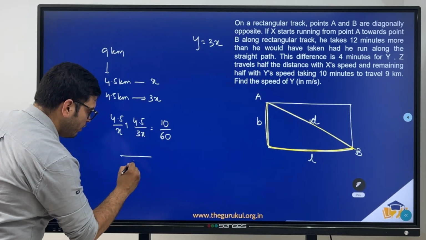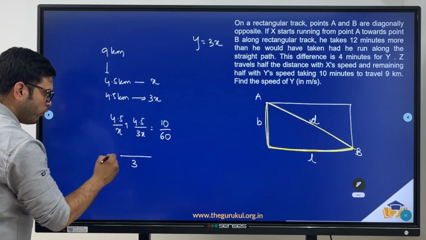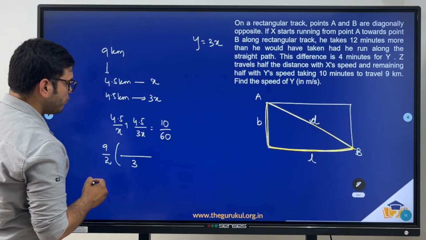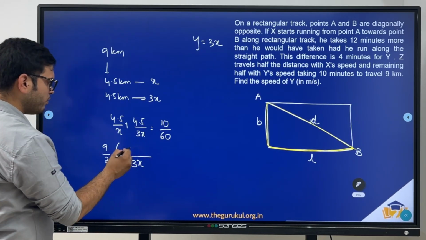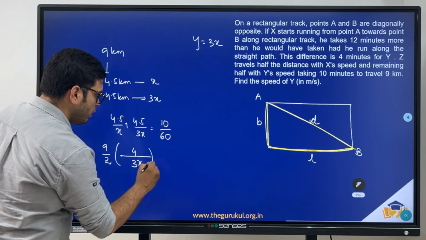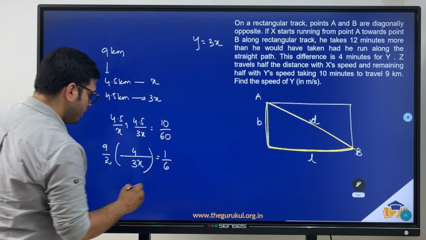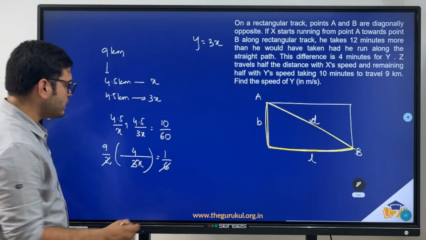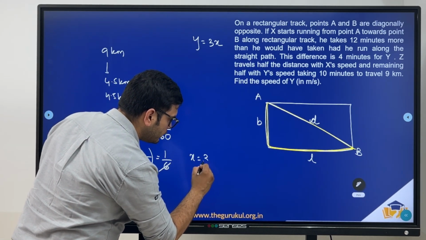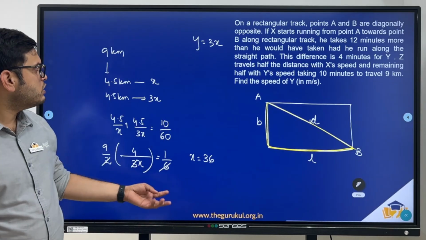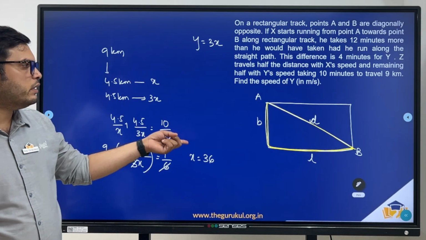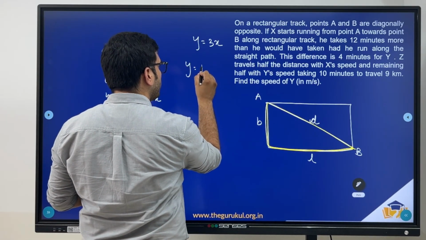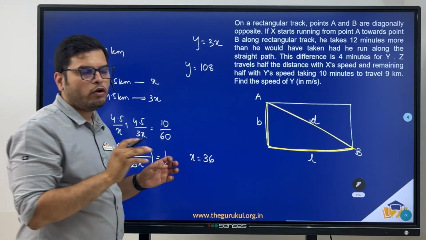Now the LCM will be 3x and I can take 4.5 common. I will write that as 9 by 2. Then 3 plus 1, 4. Now this is equal to 1 by 6. Now 2 into 3 is 6, so x is equal to 9 into 4, 36. Right. So the speed of x is 36 kilometers per hour. So the speed of y would be 3 into 36, 108 kilometers per hour.